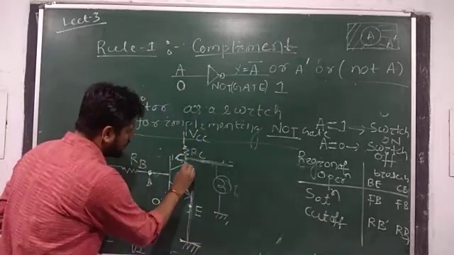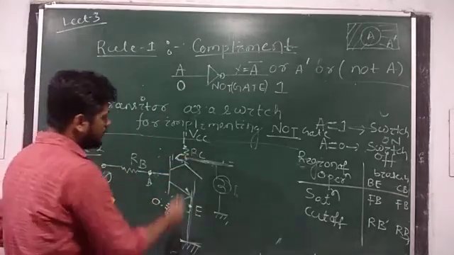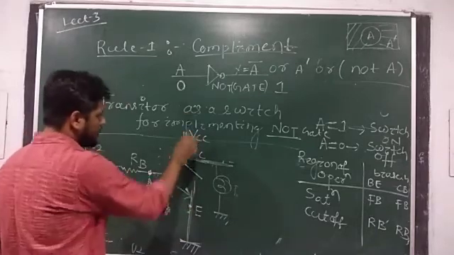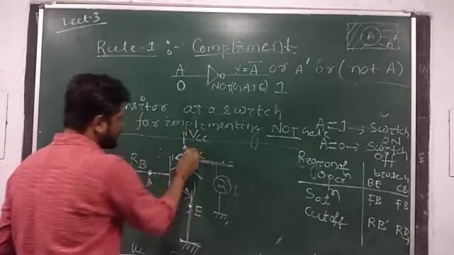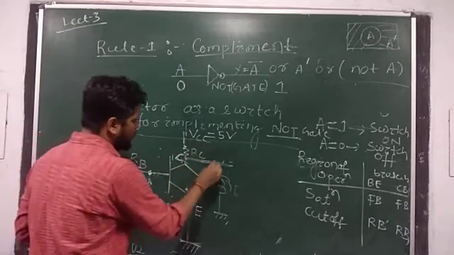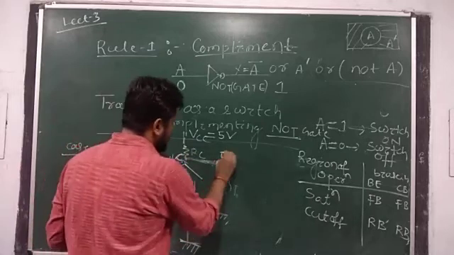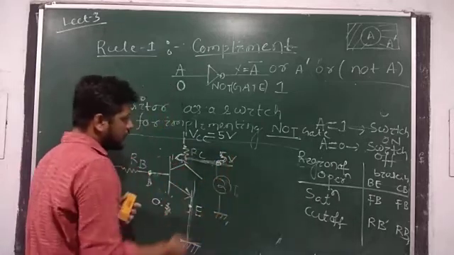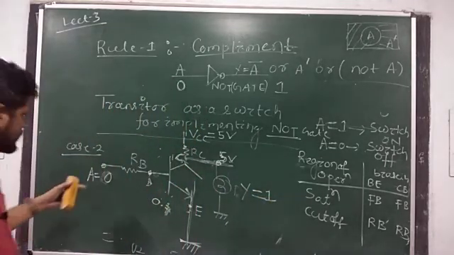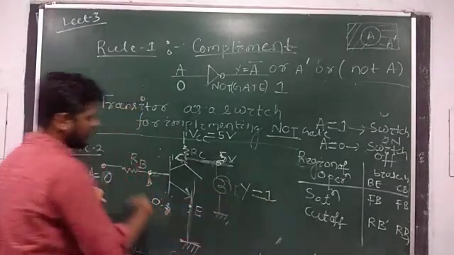For that case, this switch will be open. Hence this collector and emitter are not connected, and obviously there is no current flowing through this branch. Hence this VCC, that is also your 5 volt, is entirely going to appear here, because there is no voltage drop across this resistor also. Hence this 5 volt is entirely going to appear across the bulb, and obviously your bulb will be on, that is represented as Y equal to 1. See here, we are applying input A equal to 0 and we are getting Y equal to 1, that is obviously the complement.